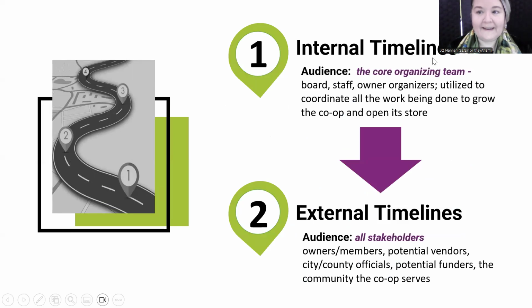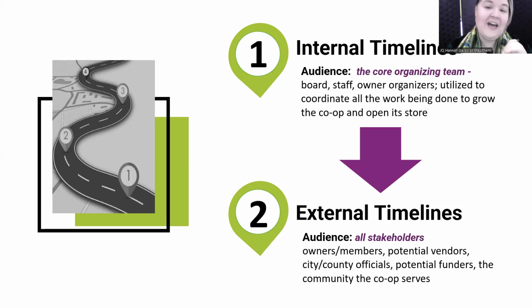So the 2 different kinds: first off, internal timelines are one thing, and external another, and they have different audiences. That's the first way to start. The audience is very different. How we use them is too. We'll get a little more into that. But internal timelines, the audience is the core organizing team of your startup food co-op.